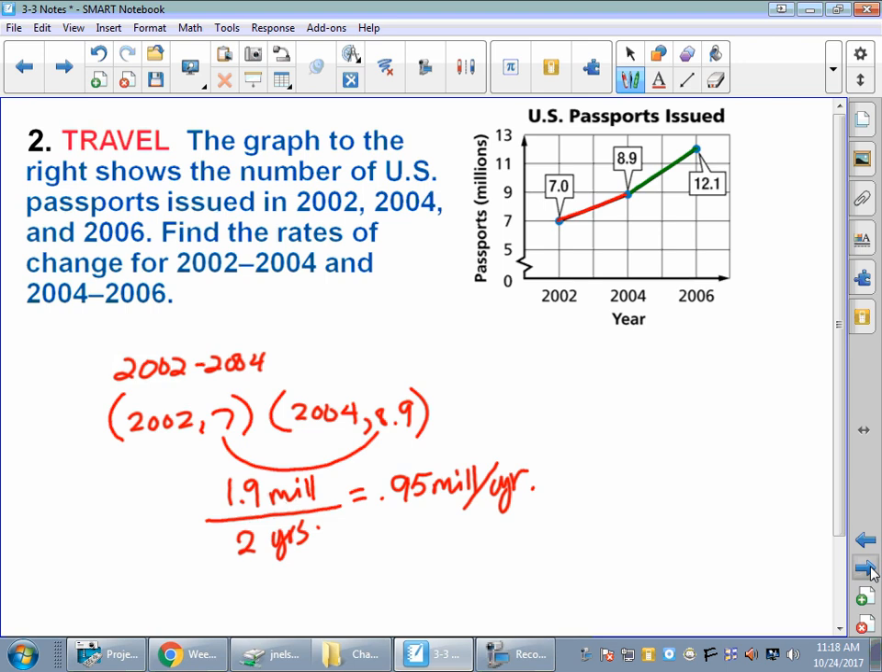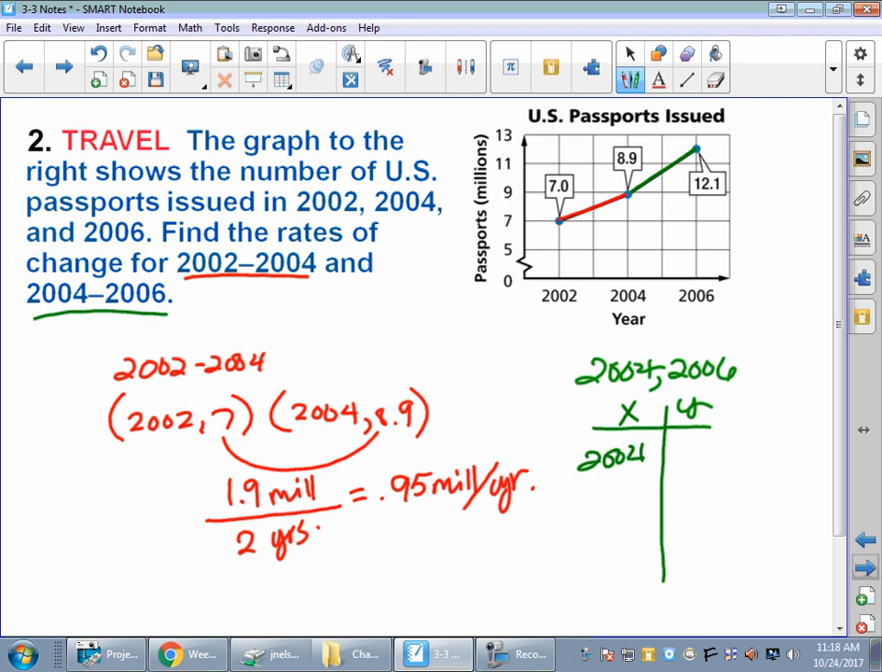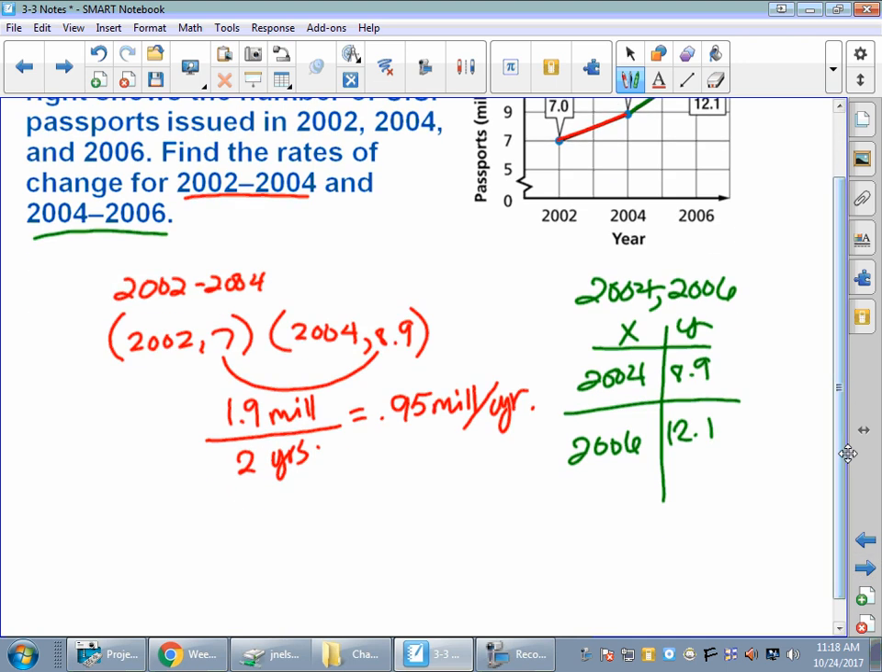Then they asked us, so this was between 2002 and 2004, then they asked us the same information from 04 to 06. So if I did that in green, 2004 to 2006, I could look at that in a table format just to be different. So 04 was 8.9 and 06 was 12.1. So you don't have to do the table, you can do it right from the graph. You could use ordered pairs. So now I can see in my table of values, the rate of change increased again.